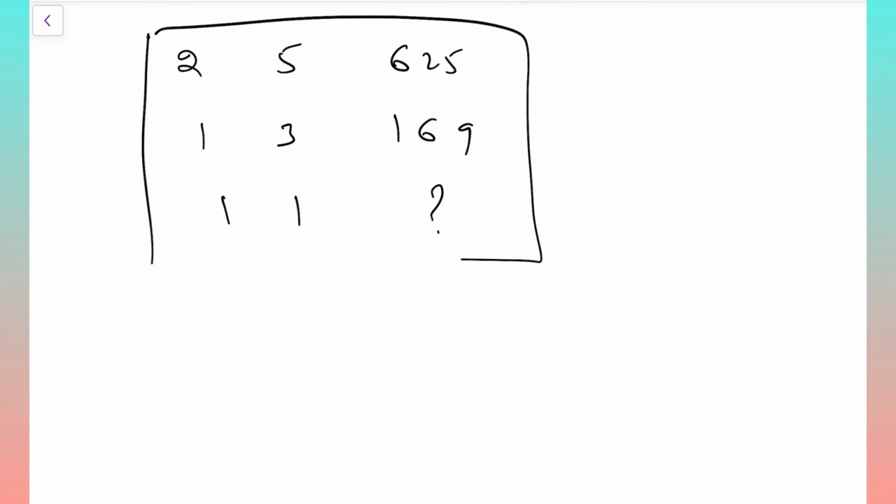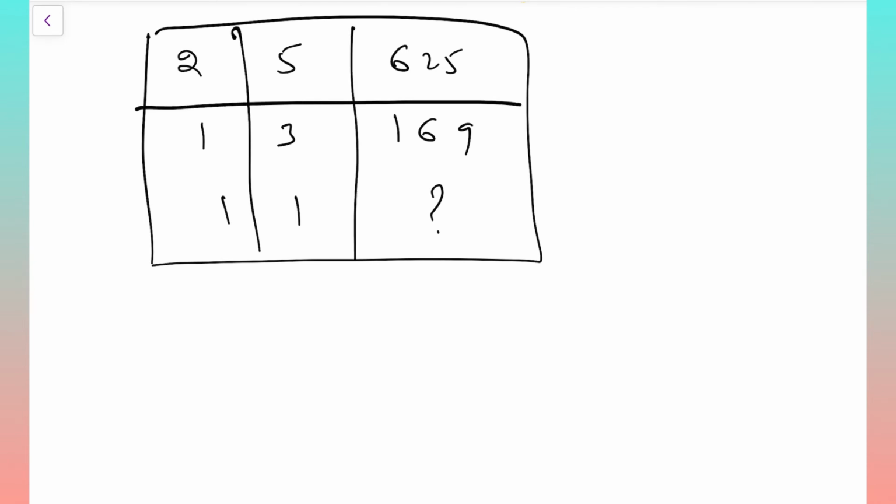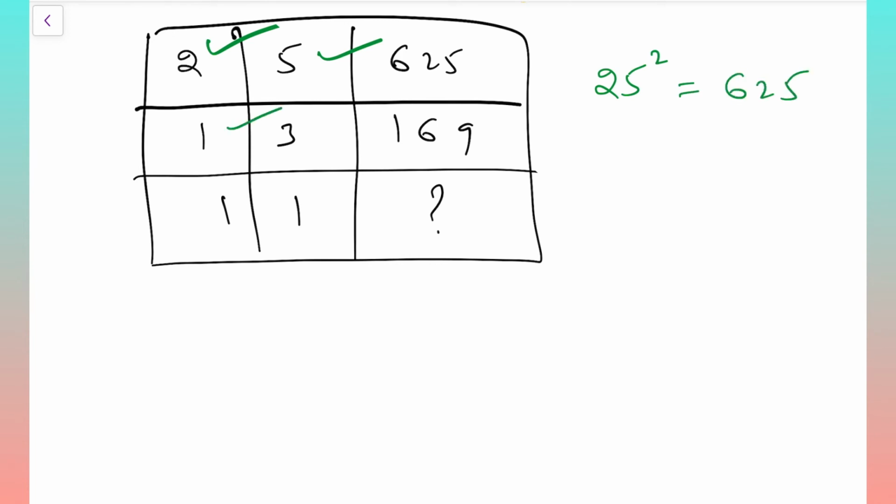2, 5, 625, 1, 3, 169, 1, 1. What is the number? So now if we observe the question clearly, this is 625, which is 25 square. This is 169, which is 13 square. Then where are those numbers 25 and 13? Here it is. First number, second number, if we write side by side, it will become 25. For the 25, if we do squaring, we will get 625. The same way here, these two numbers, if we write side by side, it will become 13. 13 square is nothing but 169.